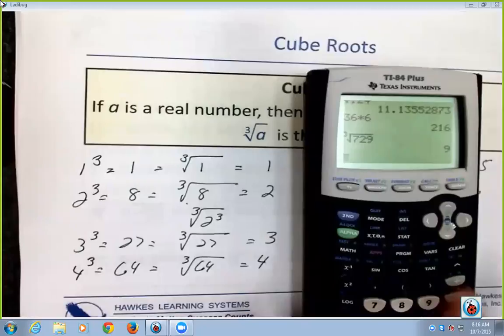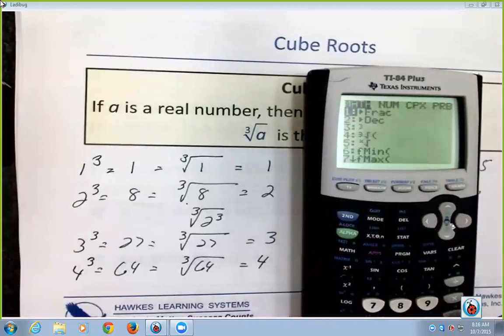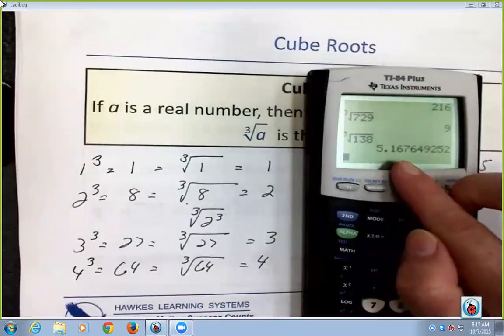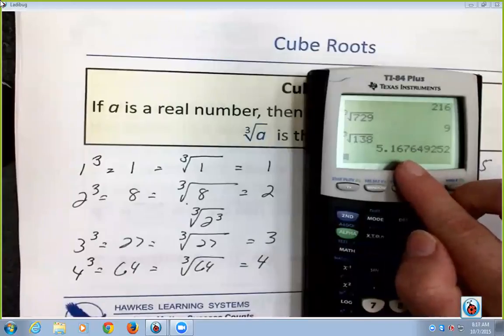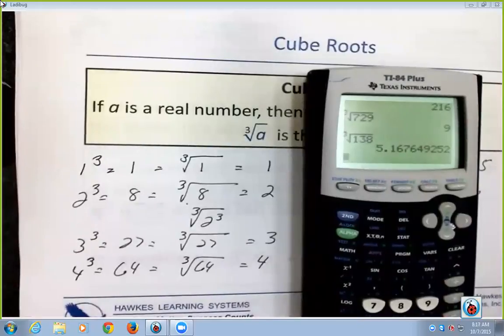Now, if it's not perfect, you go to math, you go down to 4, and you want the cube root of 138. We then hit enter, and that's my cube root of 138. And I know it's not exact because of the decimals that are in there, okay? And it will tell you in Hawkes to round. So it'll say round to the thousandths. So if I said to round this one to the thousandths, I would go 1, 2, 3, where the 7 is at the thousandths, the 6 will make the 7 become an 8. So then my rounded answer would be 5 and 168 thousandths would be the correct answer for that.